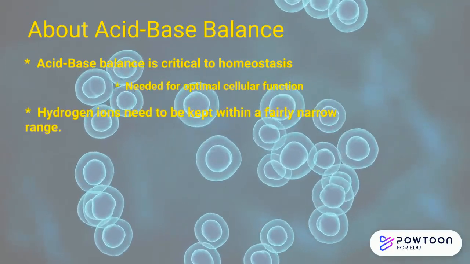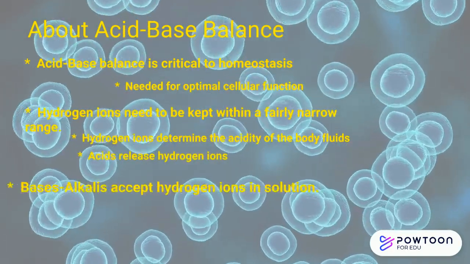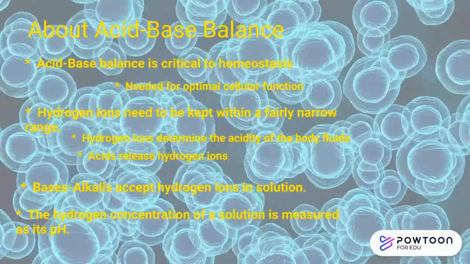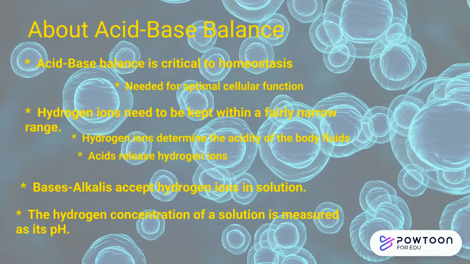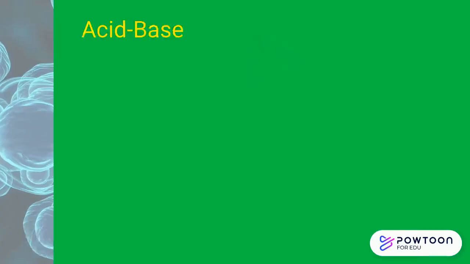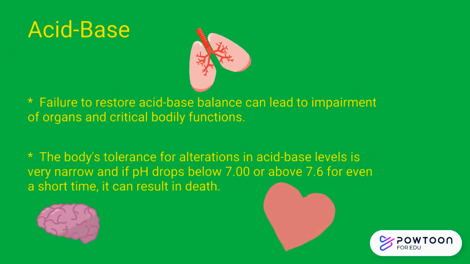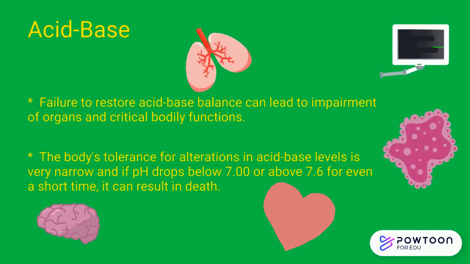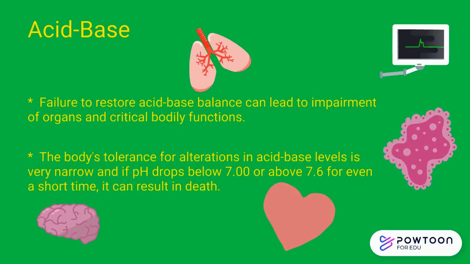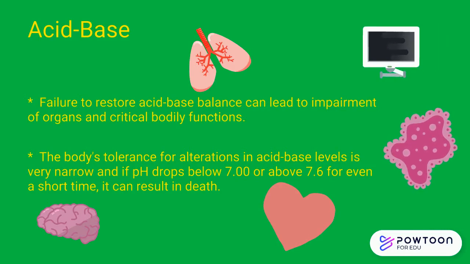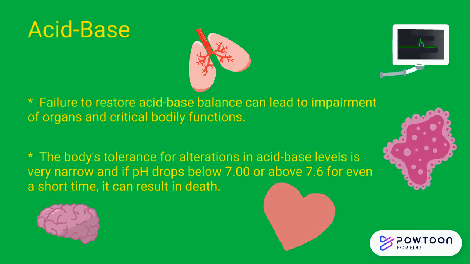Homeostasis, that's basically balance. So we are constantly trying to find a state of homeostasis or balance in our body, including the pH. So acids will release hydrogen ions, and bases or alkalis will accept hydrogen ions in hopes to regulate the pH. If our bodies are unable to maintain acid-base balance, it really can start to negatively affect our organs. Anything below 7.0 or greater than 7.6 for any length of time is incompatible with life.